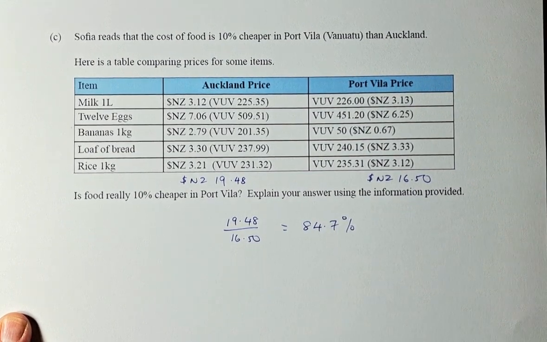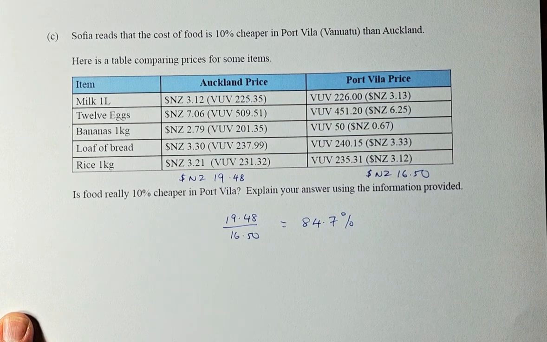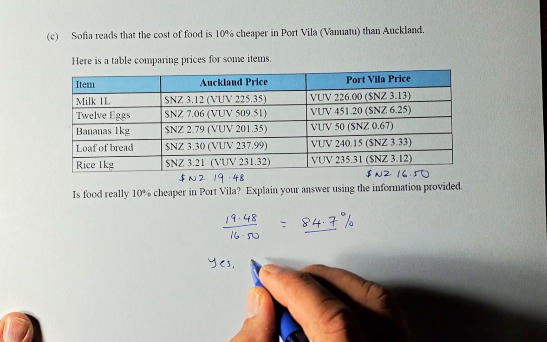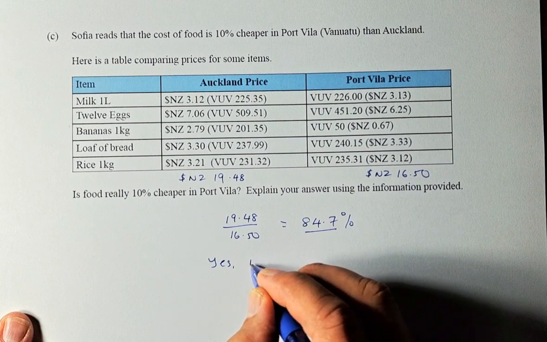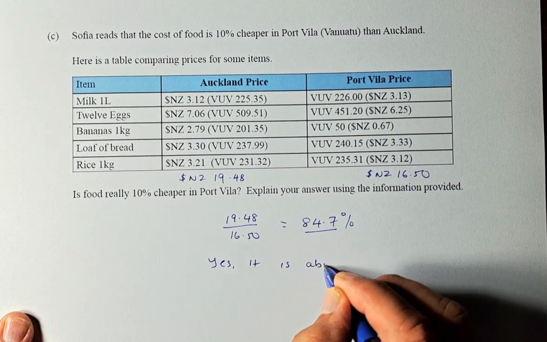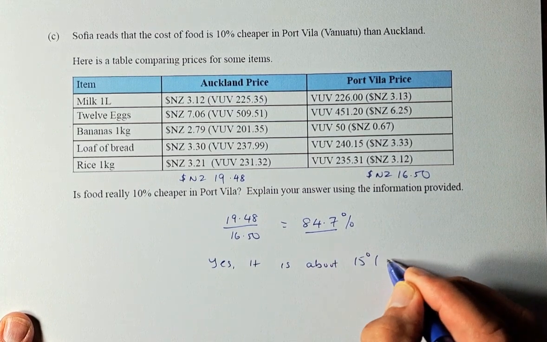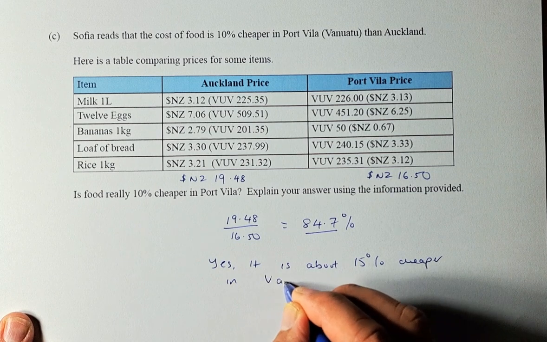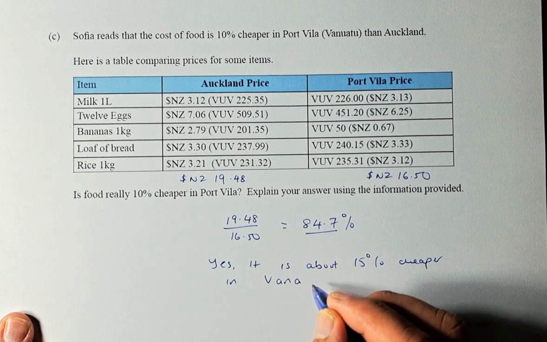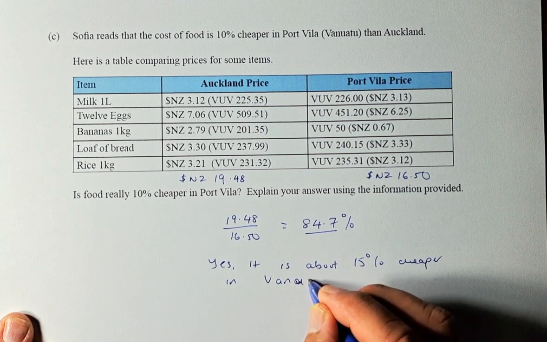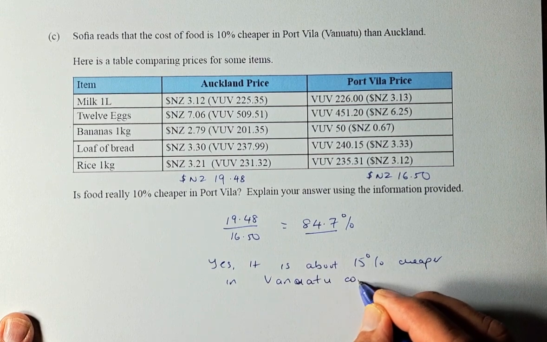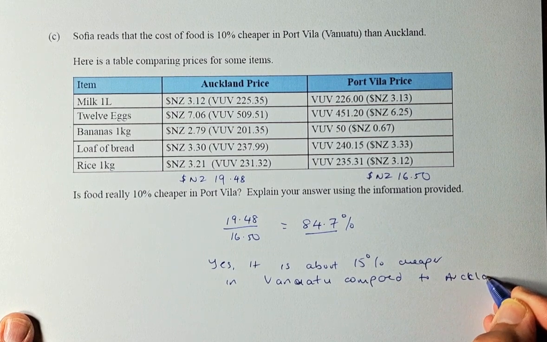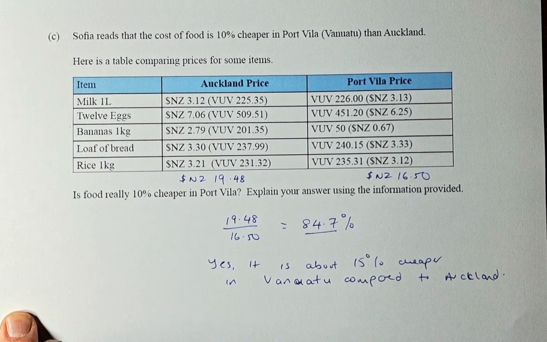84.7%. So the question is, is food really 10% cheaper in Port Vila? Yes, because it is only at 84.7%, so it is about 15% cheaper in Vanuatu compared to Auckland. That is how you argue your case.